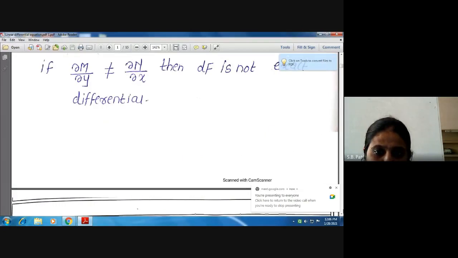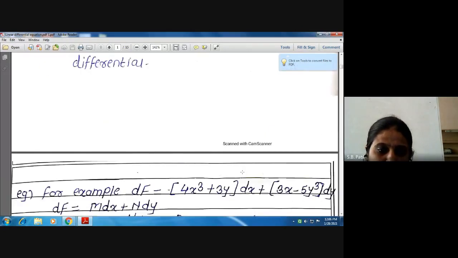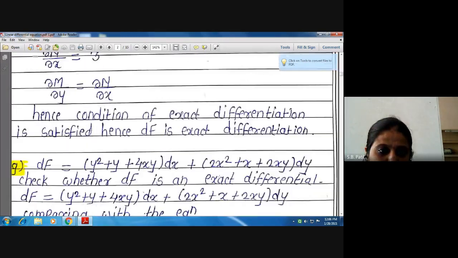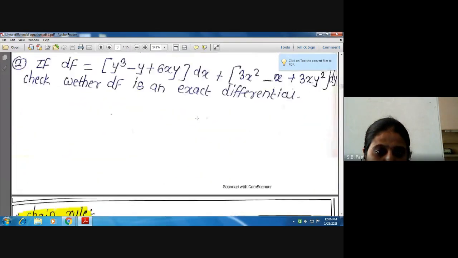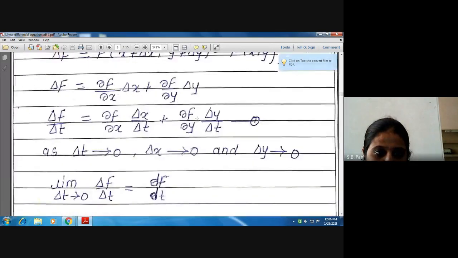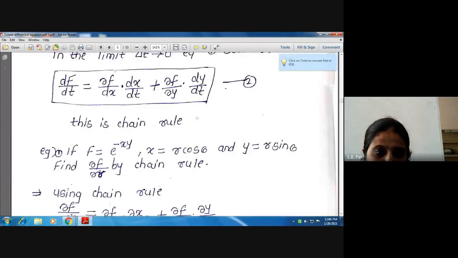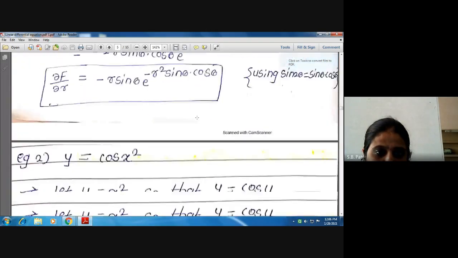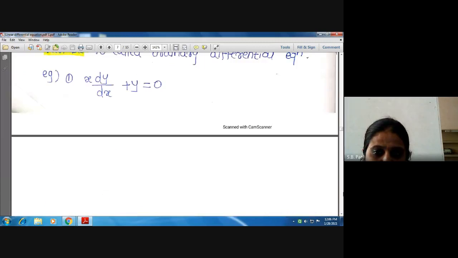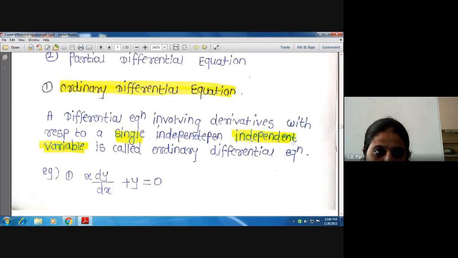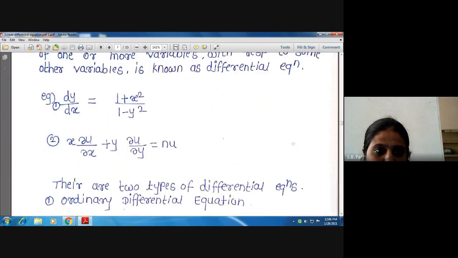In the previous lecture, we saw the exact differential equation, total differential equation, and partial differential equation. In this lecture, we will discuss the differential equation and its order, and how to calculate the order and degree of a differential equation. So first, we have to see what is meant by differential equation.